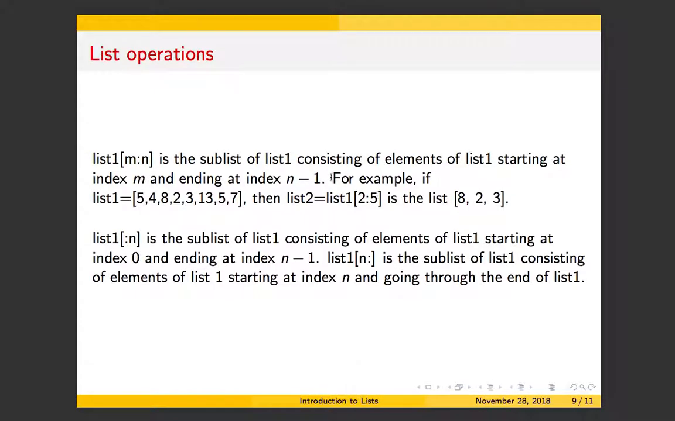Just like with strings, you can omit either m or n, and that will make sense. So list 1 colon n is the sublist of list 1 consisting of elements starting at position 0 and ending at position n minus 1. If you put the n on the other side of the colon, now you're saying start at position n and go all the way to the end. So if you want the first half of a list, or the last half of a list, you can just use a command like this. If you want to go from the beginning to somewhere or from somewhere to the end, you can use this truncated notation, just like for strings.